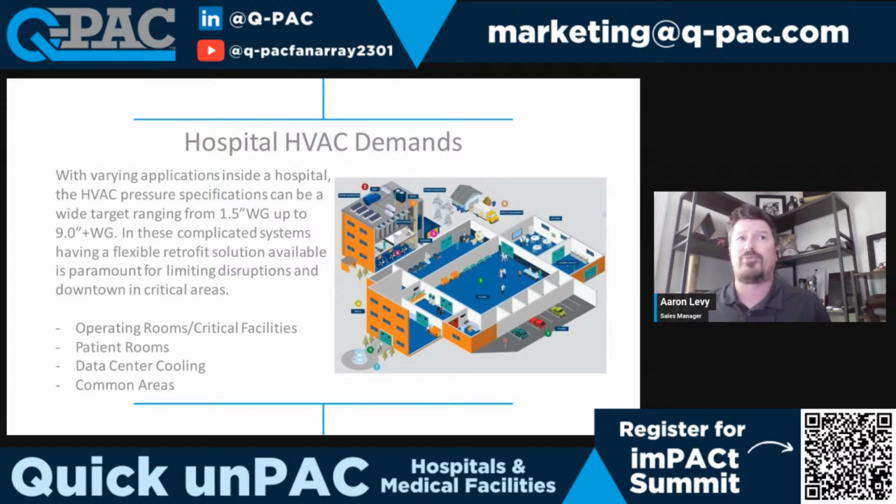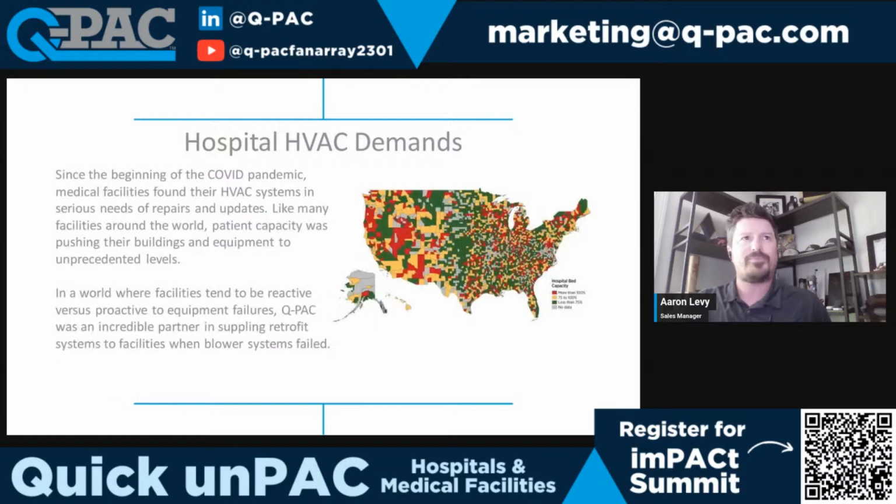A lot of these systems can be really complicated where they're located, and being able to shut down. Limited downtime is a huge thing for these hospitals that are near capacity or past it. A lot of those things could be operating rooms, critical facilities, patient rooms, data center cooling. A lot of them have those on site for larger systems, as well as the common areas. Depending on the HVAC demands, it can vary, and we have a solution that'll really work for just about everything that you can find in a hospital.